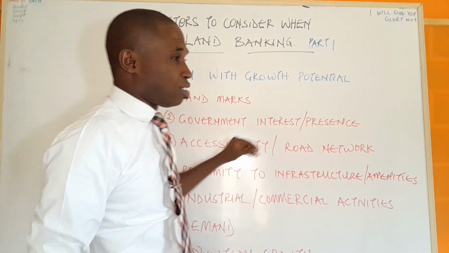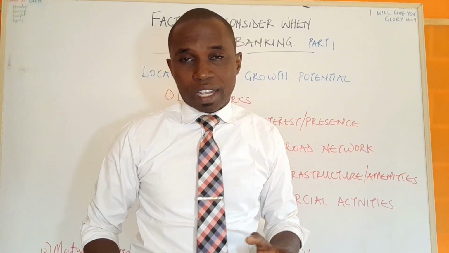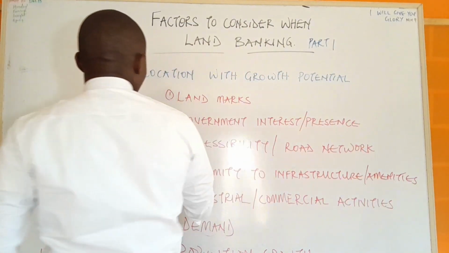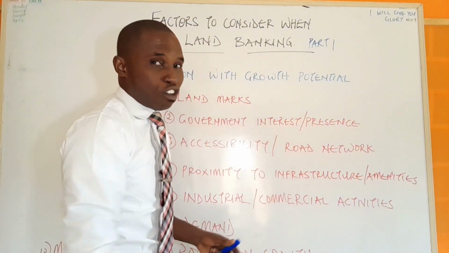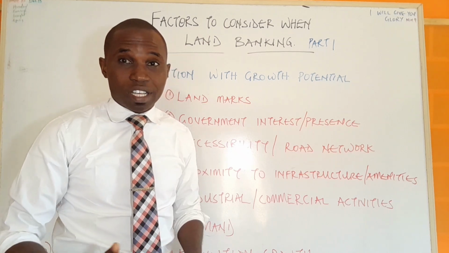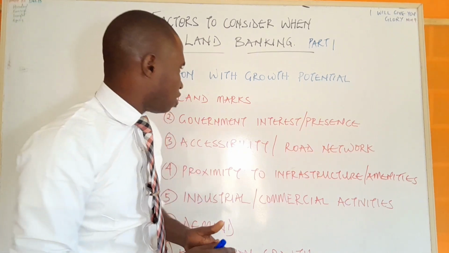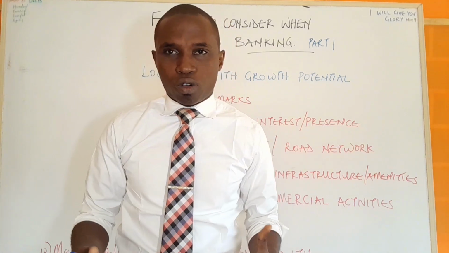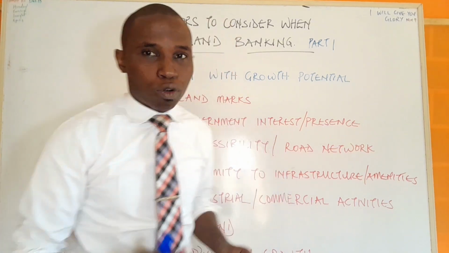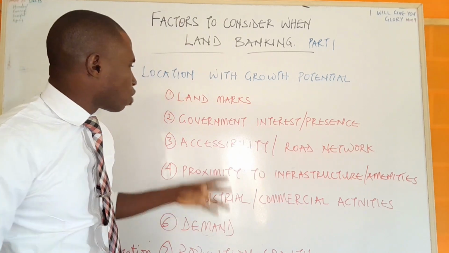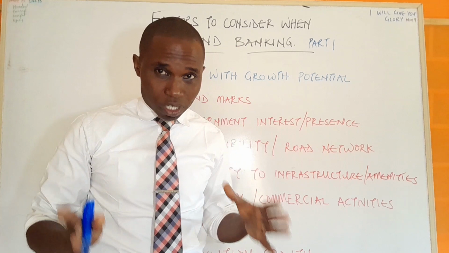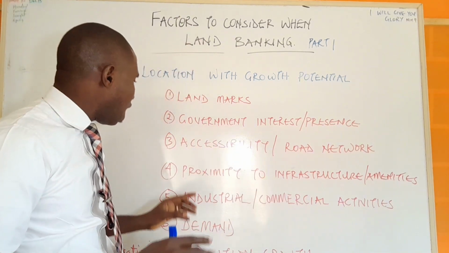So number one is you need to look at the landmarks. What are landmarks? I'll be explaining in a subsequent video. Number two is government interest and government presence. Number three is accessibility and road network. What is number four? Proximity to infrastructure and amenities.